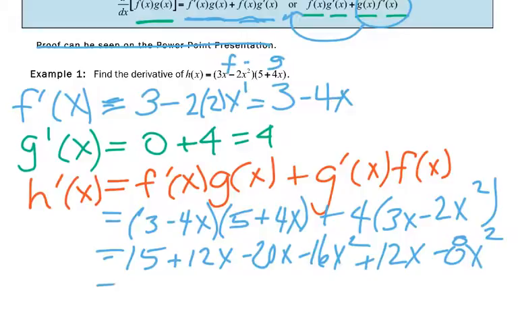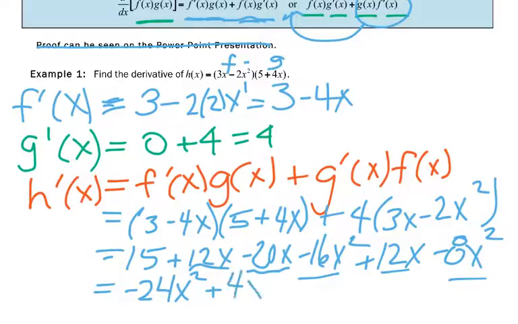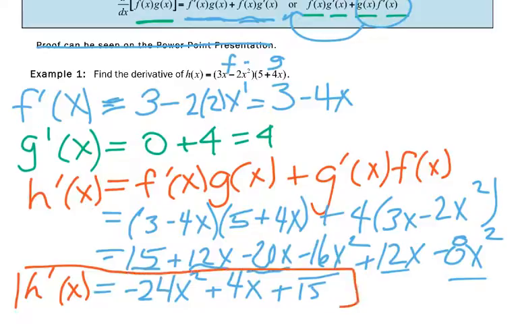So now we just combine like terms. We have negative 16x squared and negative 8x squared, so that's negative 24x squared. We had negative 20x, 12x, and 12x, so that makes 4x, and then we had 15 here, so plus 15. All right, so that's actually our final answer. H prime of x is negative 24x squared plus 4x plus 15.